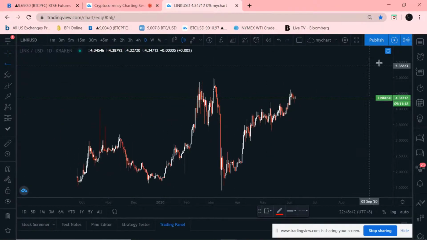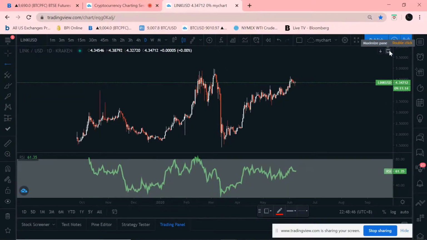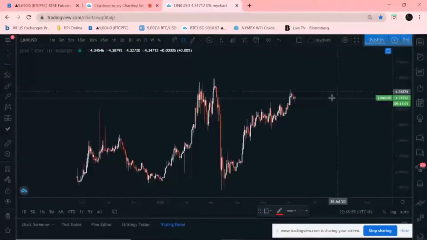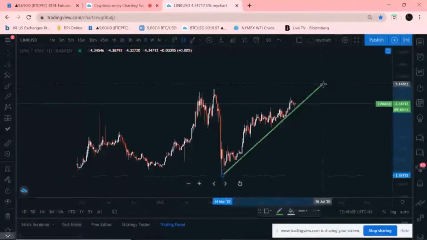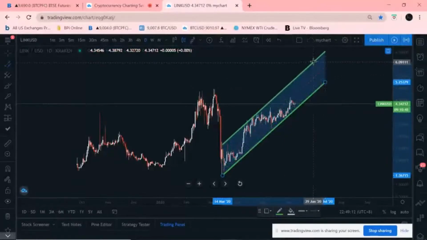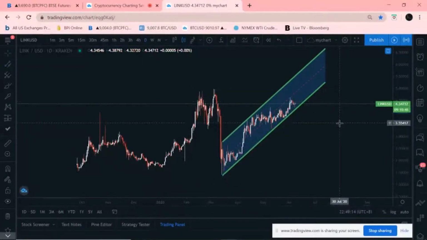Wait, let's look at the indicator, just checking if there is divergence. I think there's none, it's just a convergence. Anyway, let's try to plot the trend. So this is the Chainlink trend. It's an uptrend and currently at the support level.